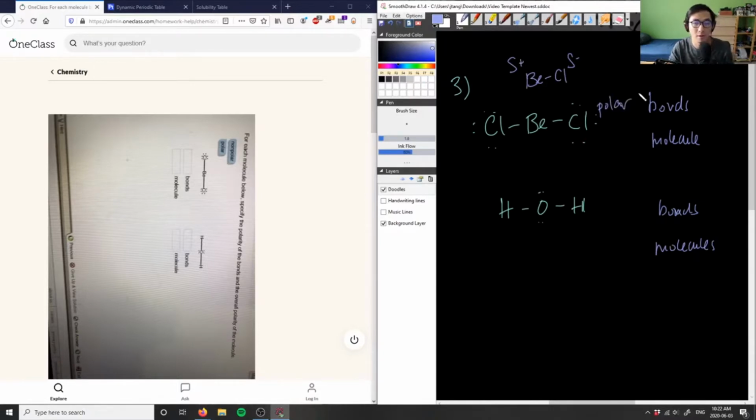Because we have a polar bond between these two guys here, right? The dipole is pulling electron density away from this beryllium here. So this will result in a polar bond. Again, chlorine is much more electronegative than our beryllium here.